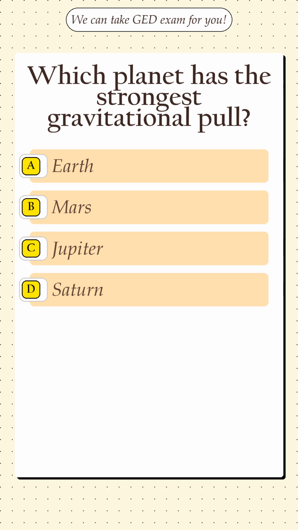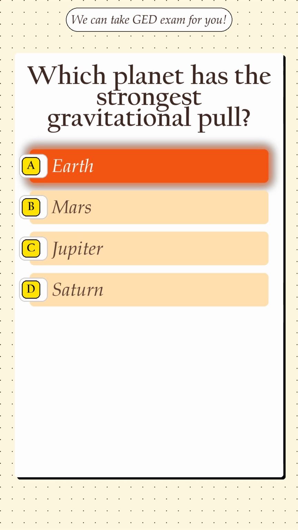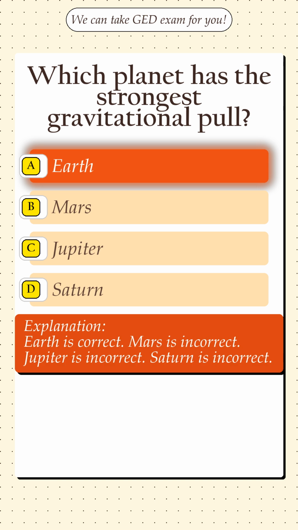Question 15. Which planet has the strongest gravitational pull? Option A, Earth. Option B, Mars. Option C, Jupiter. Option D, Saturn. The correct answer is option A, Earth. Earth is correct. Mars is incorrect. Jupiter is incorrect. Saturn is incorrect.